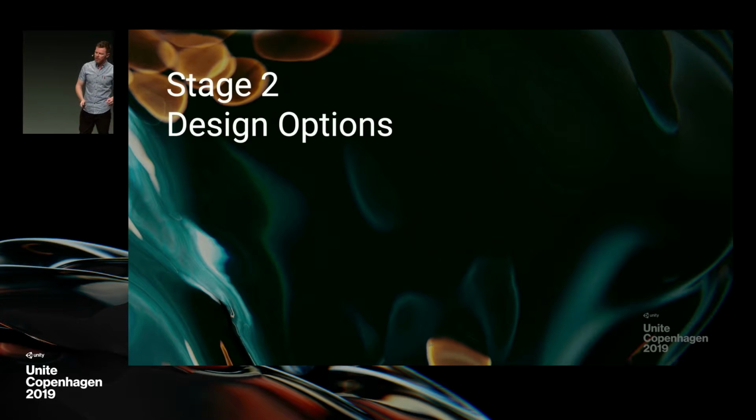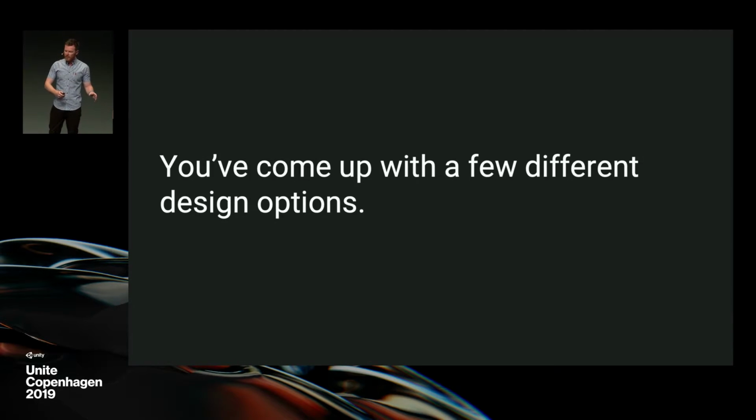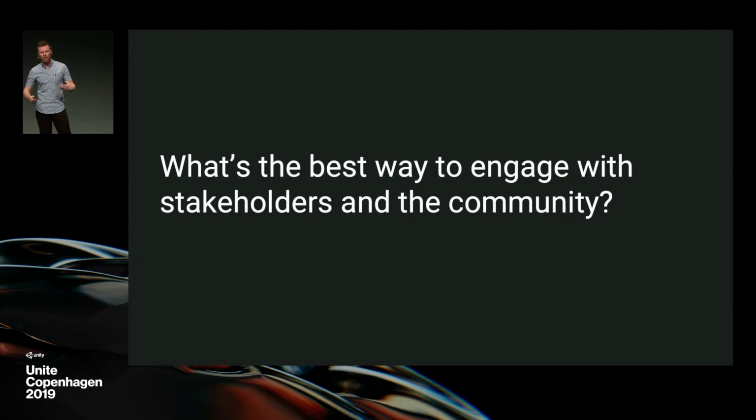Okay, so on to stage 2, which is this design optioneering / early concept design. So we're going to assume that we've won the project. We've come up with a bunch of different design options. The question is now, what's actually the best way to go out to the community and start to engage with them around these design options?